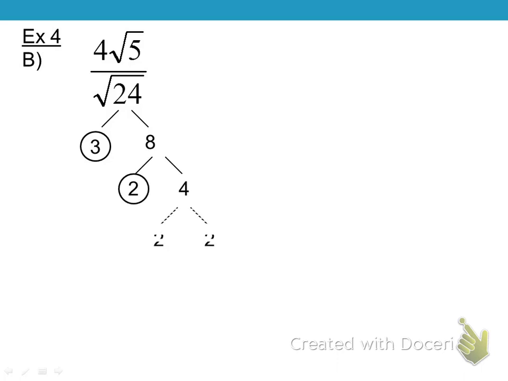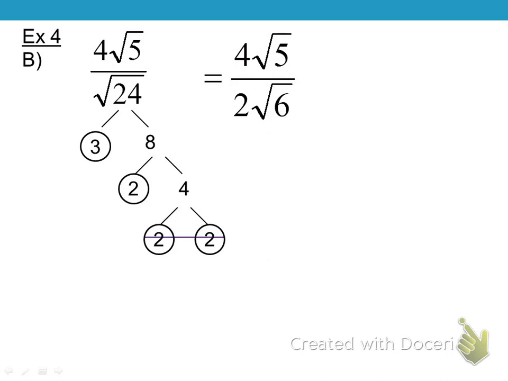So here's what my tree looks like. I think you guys are pretty good with the trees by now. So the 2 is going to come out, and then I'm left with a 6 on the inside. We gotta multiply it by 6. I will multiply the numerator and the denominator by square root 6. But first, I'm going to simplify the 4 and the 2. It's like 2 over 1.